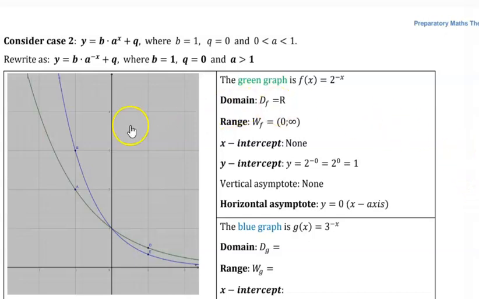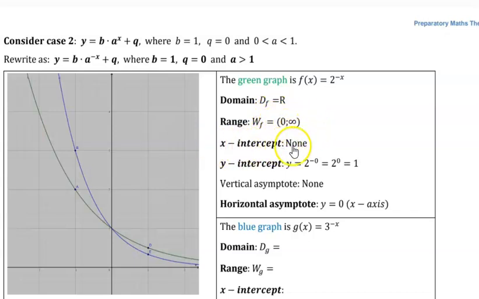In this case, we are going to look at f of x equal to 2 to the minus x. Again, if a is greater than 1, remember we rewrote that fraction as a to the minus x. So my first one is my green graph again, which I can use as my mother graph. It's a decreasing function, and I have a domain of R and a range of 0 to infinity.